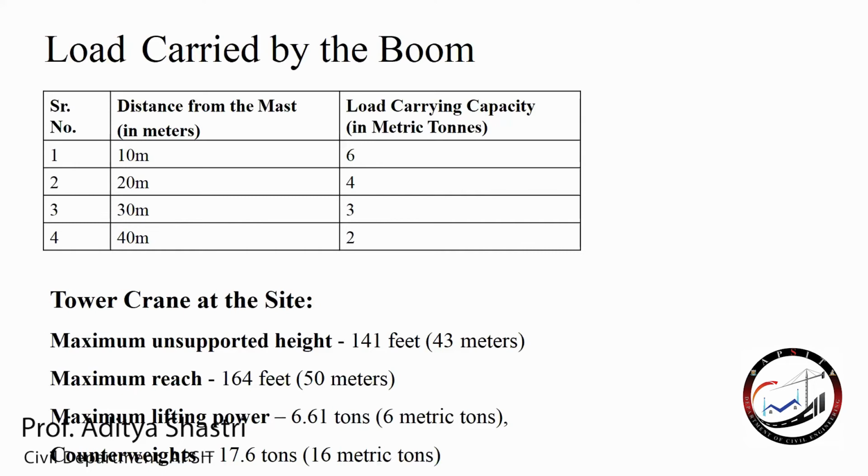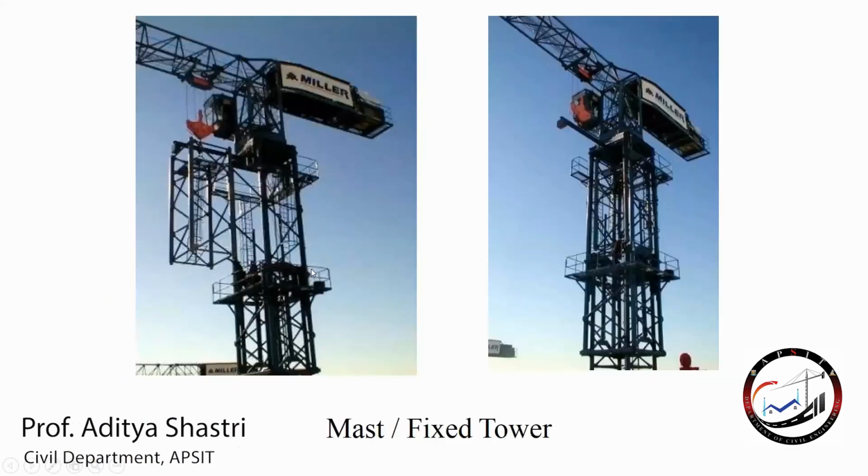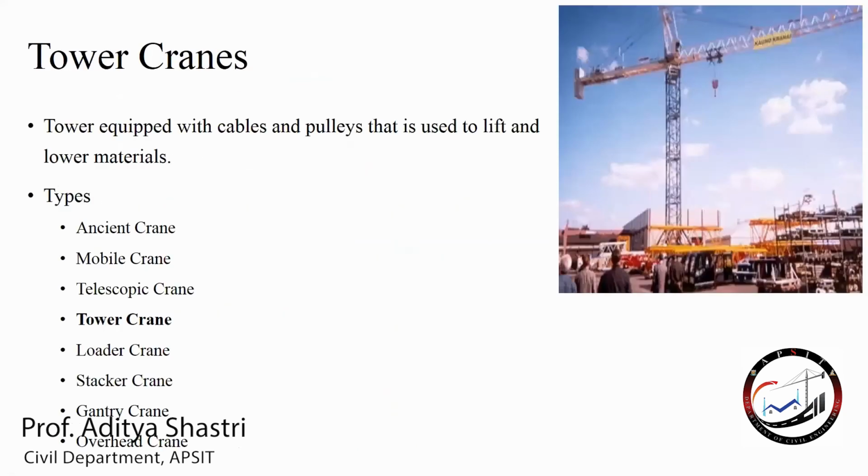Again, alternatives could be that if you do not want to install a second tower crane, then we also have mobile or portable cranes. Again, you can make use of them, which we saw over here. Okay, mobile crane or telescopic crane. You can also make use of a gantry crane.